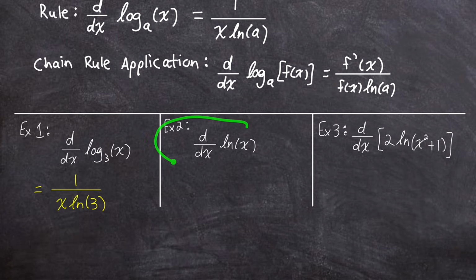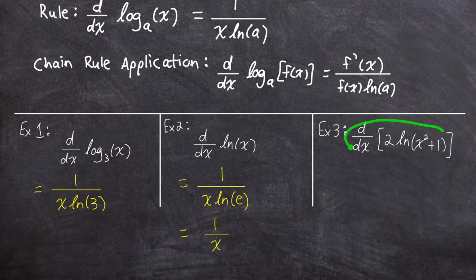And now in example 2, let's differentiate the natural logarithm of x. Following the same rule, this would be equal to 1 divided by the argument of the logarithm, x, multiplied by the natural logarithm of the base of this log. Well, this is the natural logarithm, so its base is e. So I'm multiplying by the natural logarithm of e. And the natural logarithm of e is just 1. So this answer would simplify to just 1 over x.